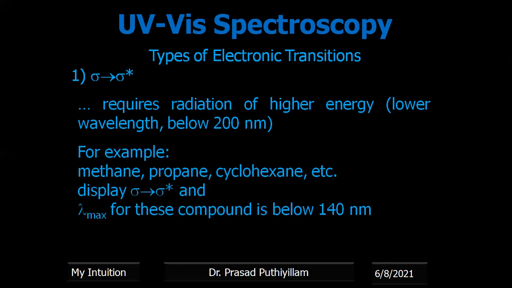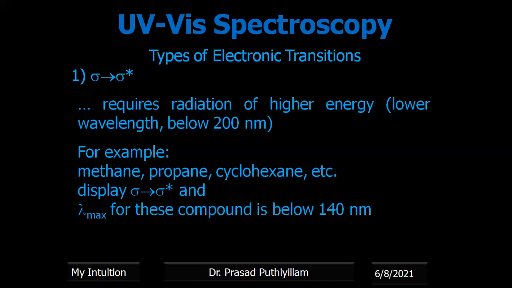Examples of molecules which can give this type of transition are alkanes or hydrocarbons like methane and propane, which are non-cyclic, straight chain hydrocarbons. Even the cyclic one, cyclohexane, can show sigma to sigma star transition. The lambda maximum, the wavelength at which these compounds absorb, falls well below 140 nanometer. Therefore, they will not absorb in our normal 200 to 800 nanometer range. There will not be any sigma to sigma star transition observed.